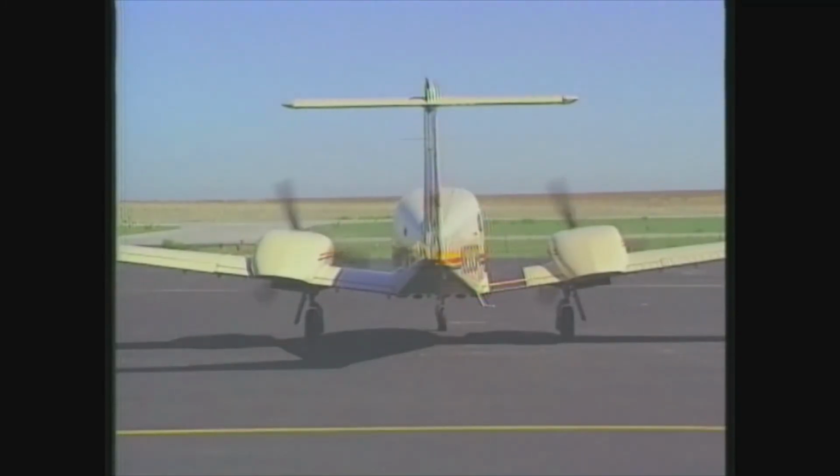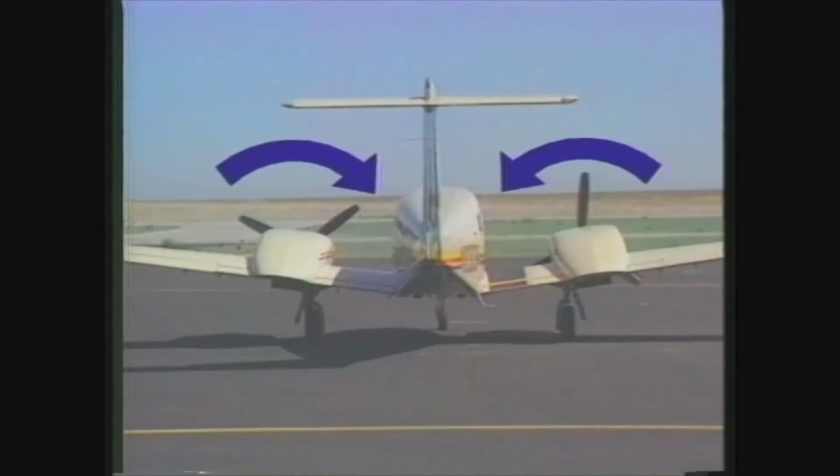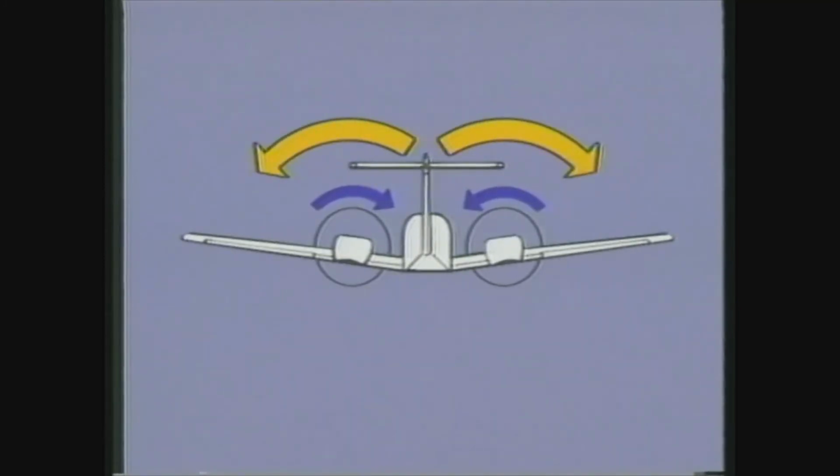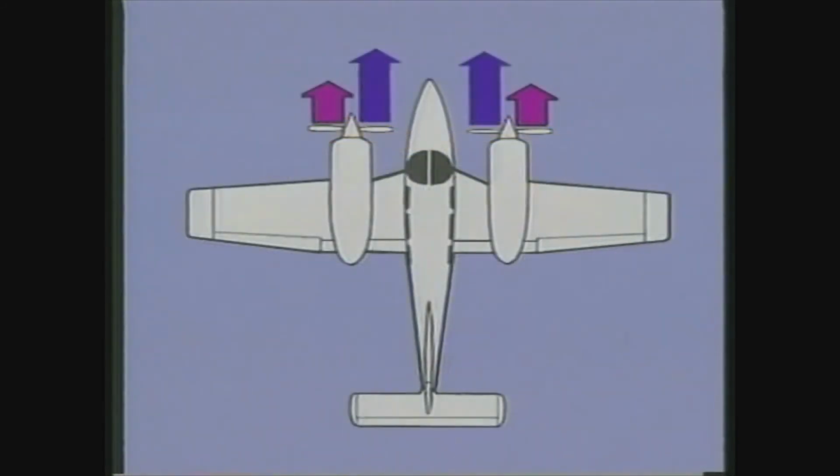Some twins have what are called counter-rotating propellers, where the right engine rotates in the opposite direction of the left. In this case, the airplane has no rolling tendency since the torque of each propeller cancels out the other. Also, there is no tendency to yaw to the left. P-factor is eliminated by placing the descending blade of each engine closest to the fuselage. In this case, neither engine is considered critical.